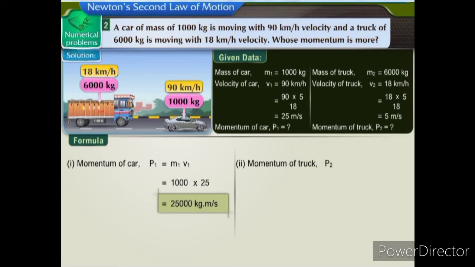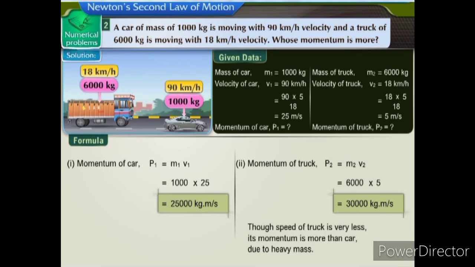Momentum of truck P2 is equal to M2 into V2 is equal to 6000 into 5. So P2 is equal to 30,000 kilogram meter per second. Thus, though the speed of the truck is very less, its momentum is more than the car due to heavy mass.